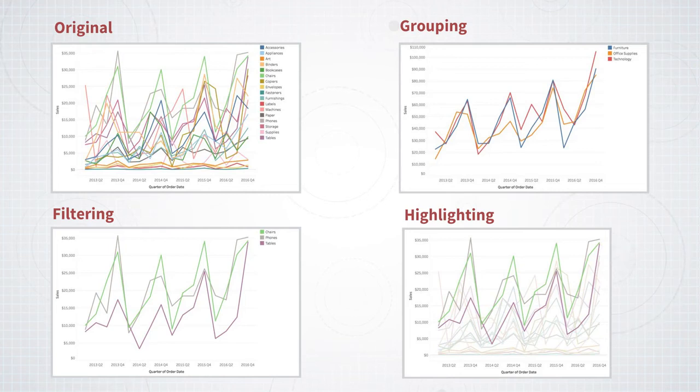A similar one is highlighting. It's very similar to filtering. It requires you to decide which timelines are really important to communicate your message, but you can keep all the other ones in the background using a gray shade that doesn't really interfere with the rest.